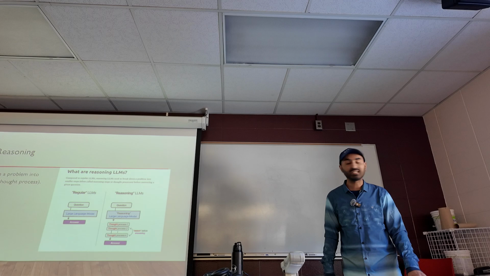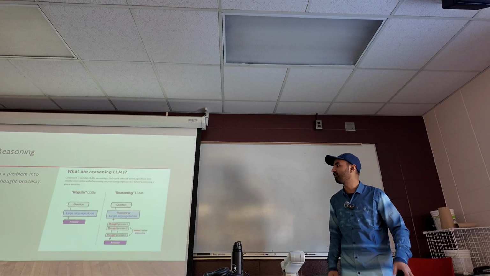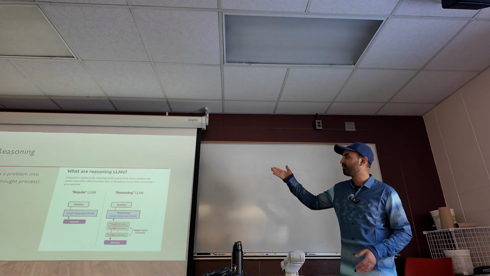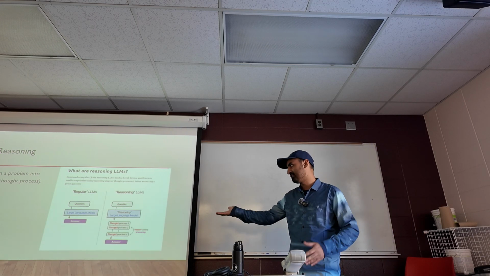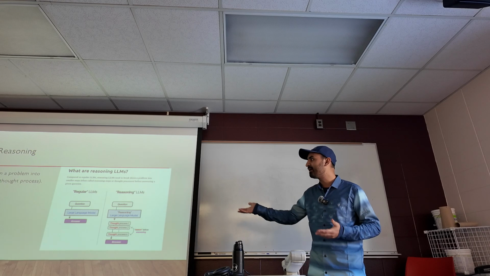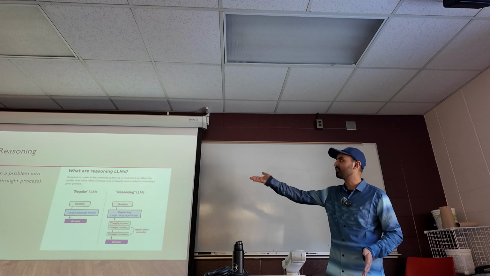Now there is another part in large language models. It's called reasoning. So there are two things. One is regular LLM. Here we are asking some question, and the large language model generates some answer. It can be either few shot or zero shot, anything. This is called regular LLMs.